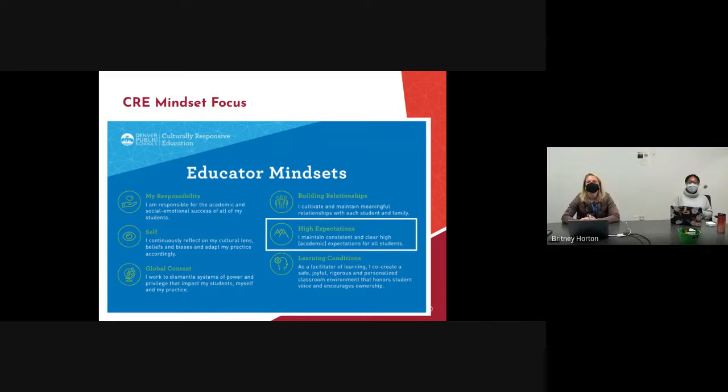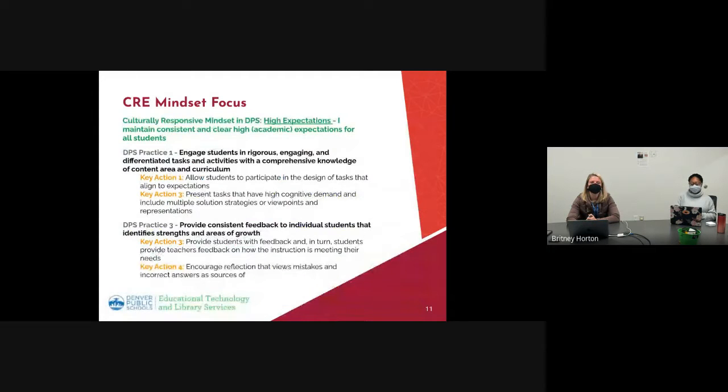So for this module, we are focusing on the CRE mindset of high expectations, just making sure we're maintaining consistent and clear academic expectations for all of our students that we support in the district. And again, those DPS practices that correspond to high expectations: engaging students in rigorous and engaging differentiated tasks and activities with a comprehensive knowledge of content area curriculum, and DPS practice number 3, providing consistent feedback to individual students that identifies their strengths and areas of growth.